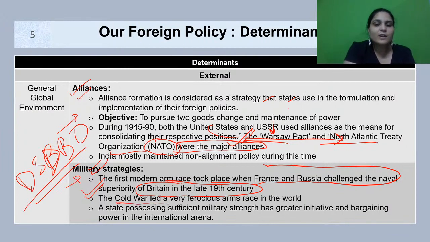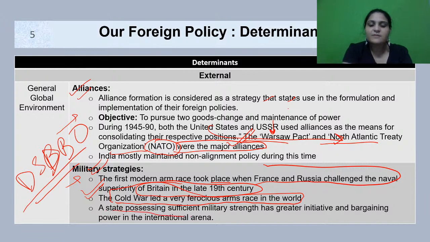The Cold War led to a very ferocious arms race in the world. Definitely, you had two superpowers fighting for hegemony in the world. Definitely, there had to be an arms race. And right now, also, we are in an arms race with China and Pakistan.